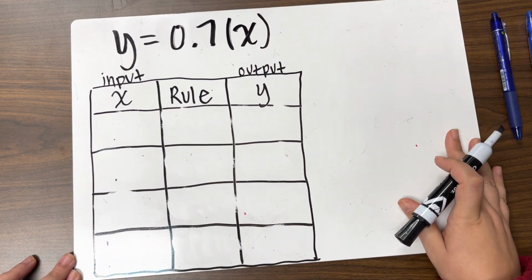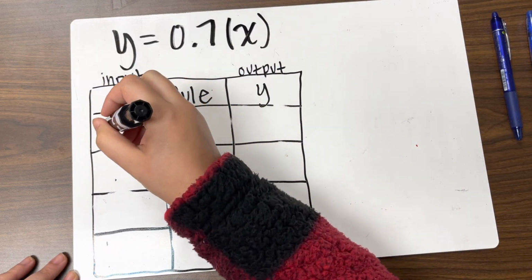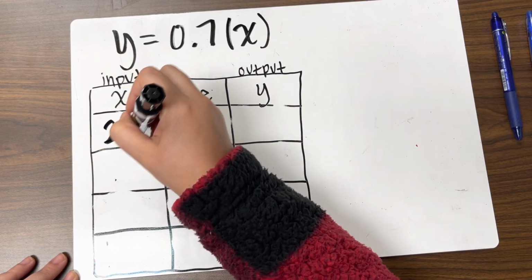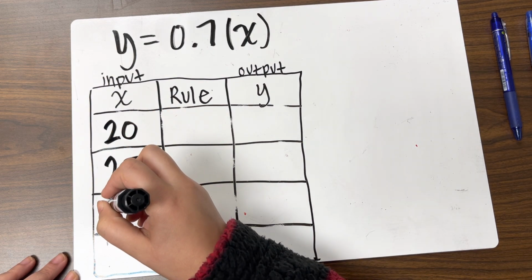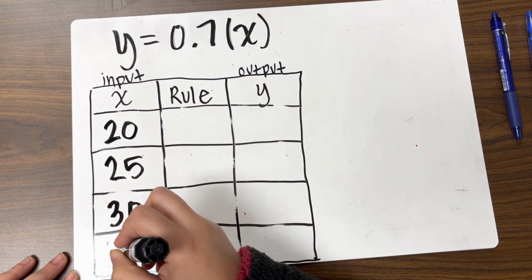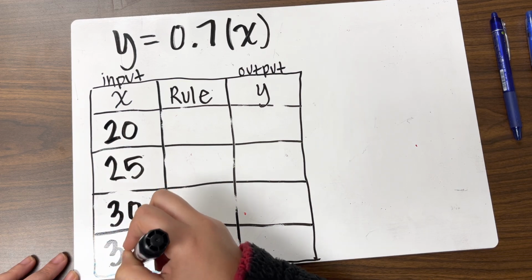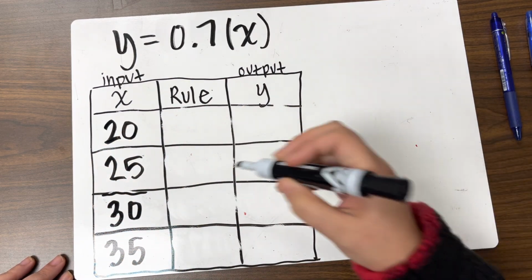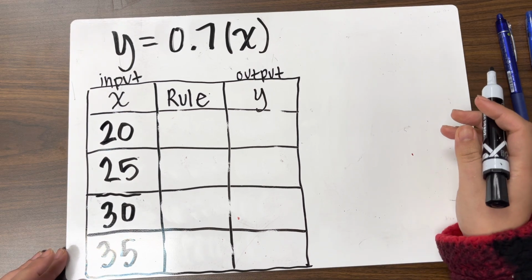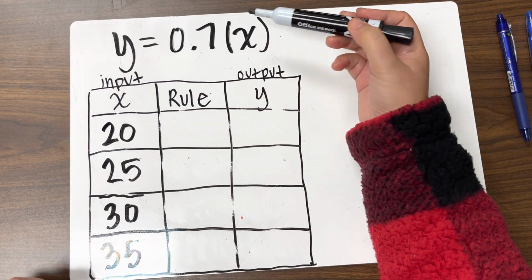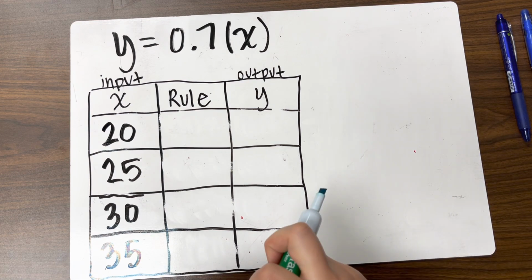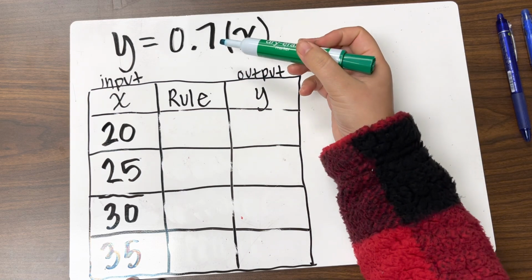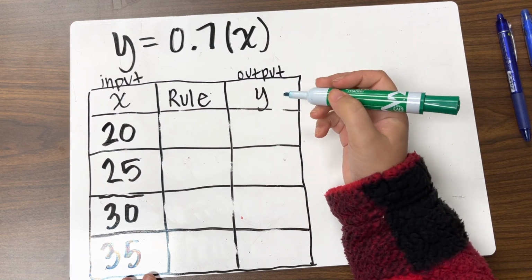Okay, so this is a multiplicative relationship. Remember, our inputs are either going to be given to us or you can make them up yourself. Okay, so here they are. And remember, this is multiplicative, which means the rule is going to be multiplication each time. Last time we were adding the same number each time. Now we're multiplying by the same number each time.